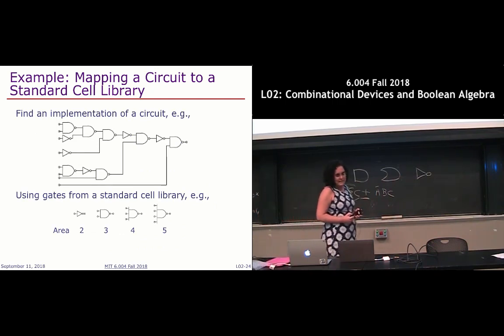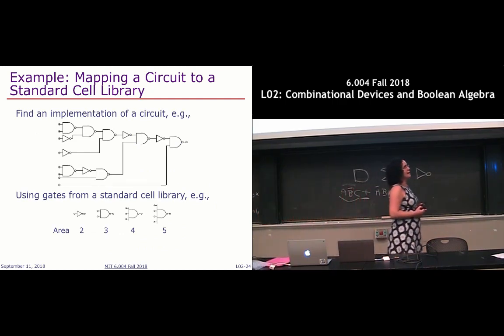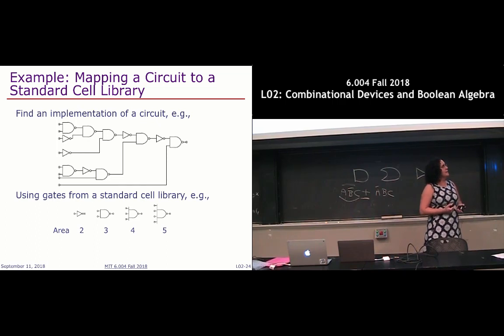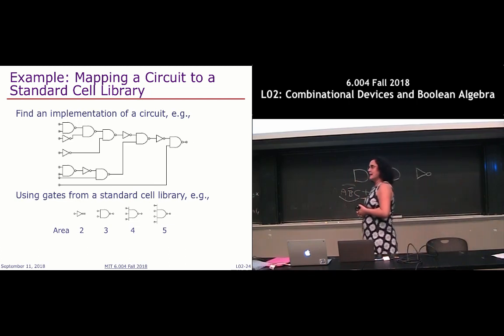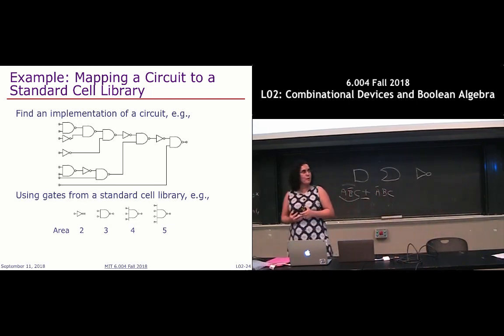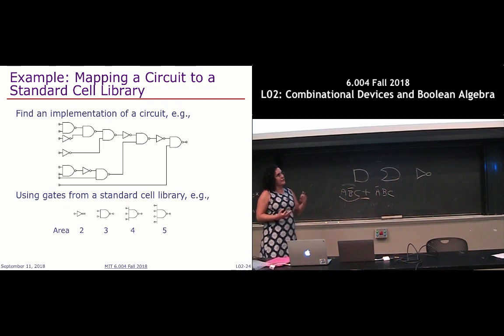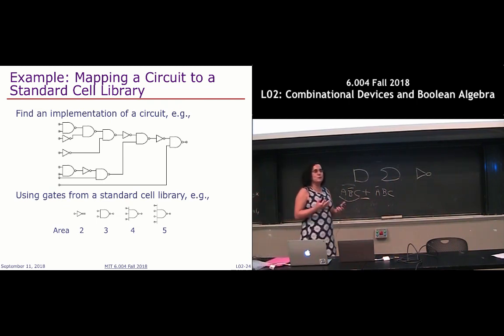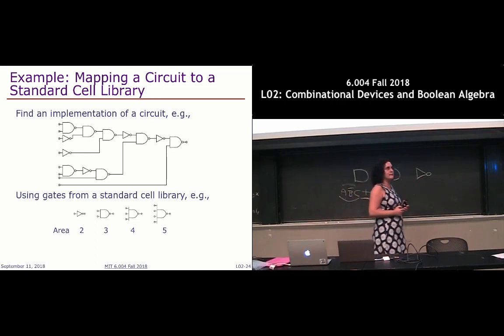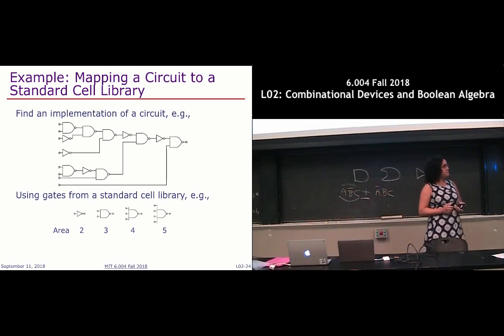All right, here's another example. Suppose that I have this combinational circuit, which consists of a bunch of NANDs and inverters. And I have a target library that consists of these 4 gates: the inverter, a 2-input NAND, a 3-input NAND, and a 4-input NAND. And each one has an area associated with it.